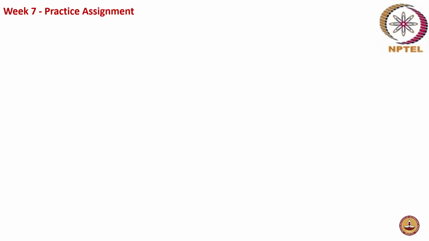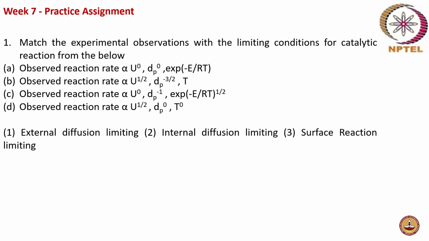Now let's get on to the week 7 practice assignment. Match the experimental observation with the limiting conditions for the catalytic reaction from the below. Option A: observed reaction rate is proportional to superficial velocity power 0, particle diameter power 0, and has an exponential relationship with respect to temperature.